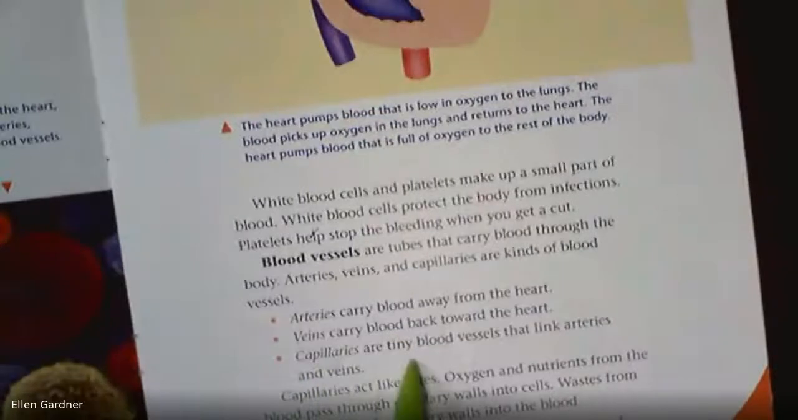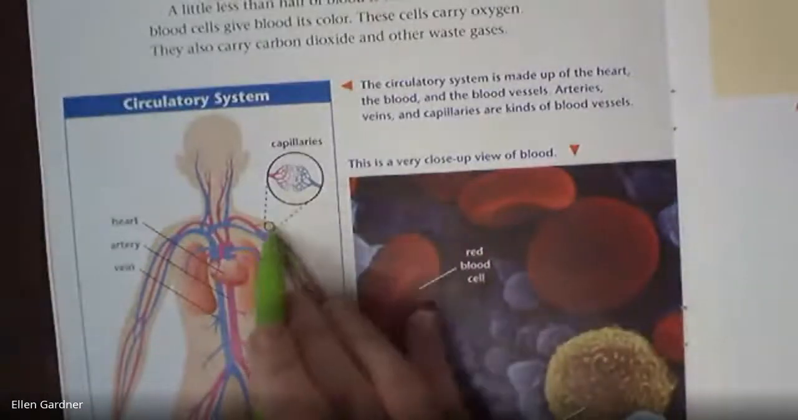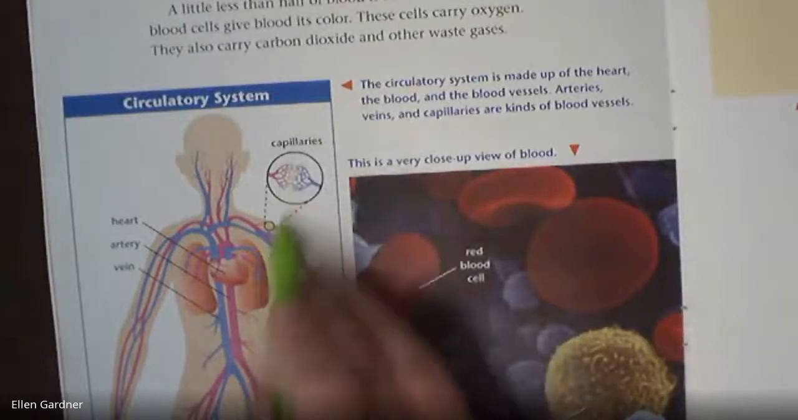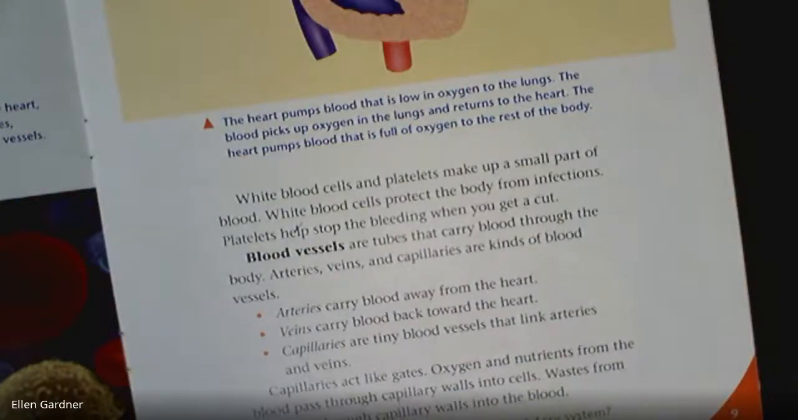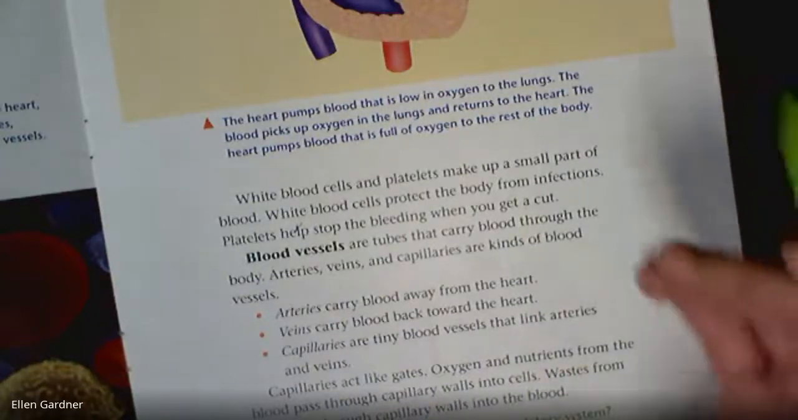Finally, capillaries are tiny blood vessels that link arteries and veins. The capillaries, you have to zoom in to see, but it's that connection between the two. Capillaries act like gates. Oxygen and nutrients from the blood pass through capillary walls into cells. Wastes from cells pass through capillary walls into the blood. So capillaries are like little gates that allow things to pass through, including good things like oxygen and nutrients and waste as well.